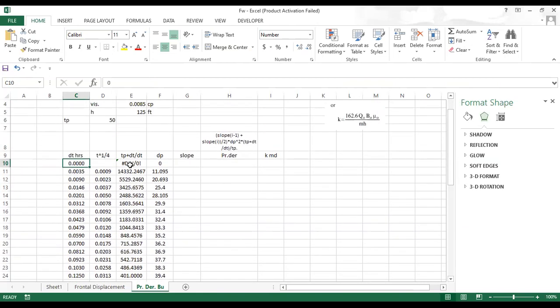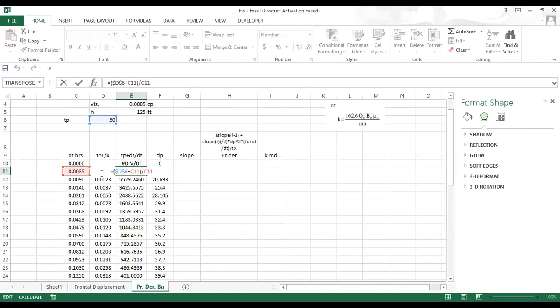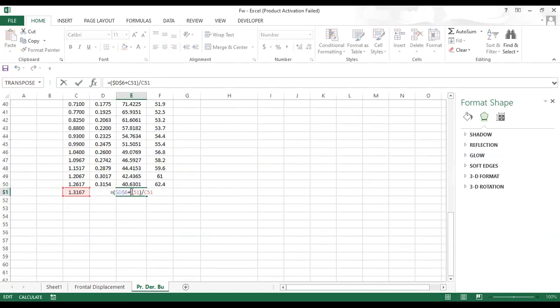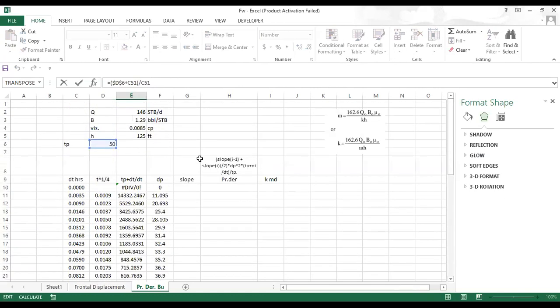That is the one, and t power 1/4 has nothing to do with this. Then (Tp plus delta t) by delta t. See, Tp was given as 50, so the production period has already been completed for 50 hours. From that itself, we have incorporated that value. So this is Tp plus delta t, which is C11, that is this point, by delta t. The same formula is repeated for all the values. You can see all the values up to this many points, we have collected.